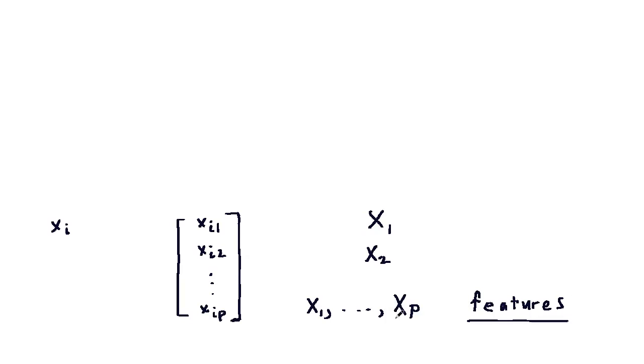is a vector xi1 through xip of measurements, where xi1 is an instance of the first input variable x1, xi2 is an instance of the second input variable x2, etc. Now, x1 through xp, those are called features, or predictors.